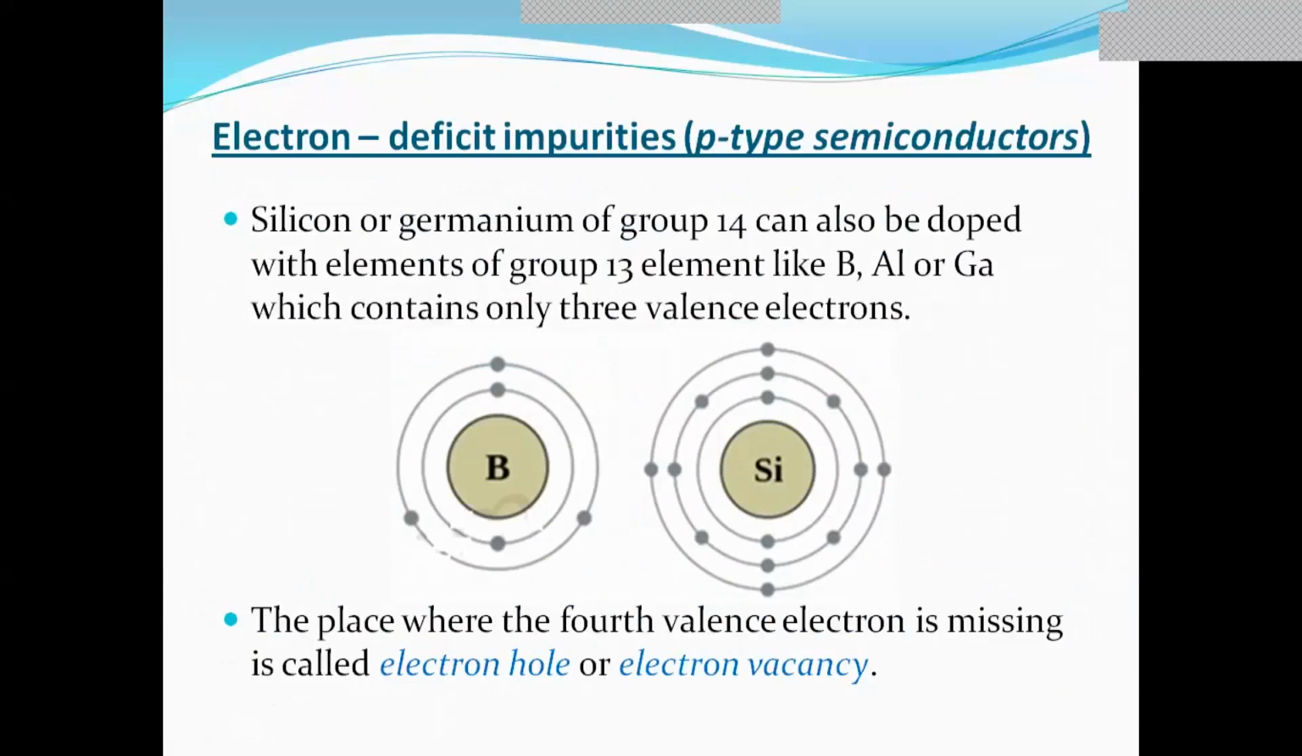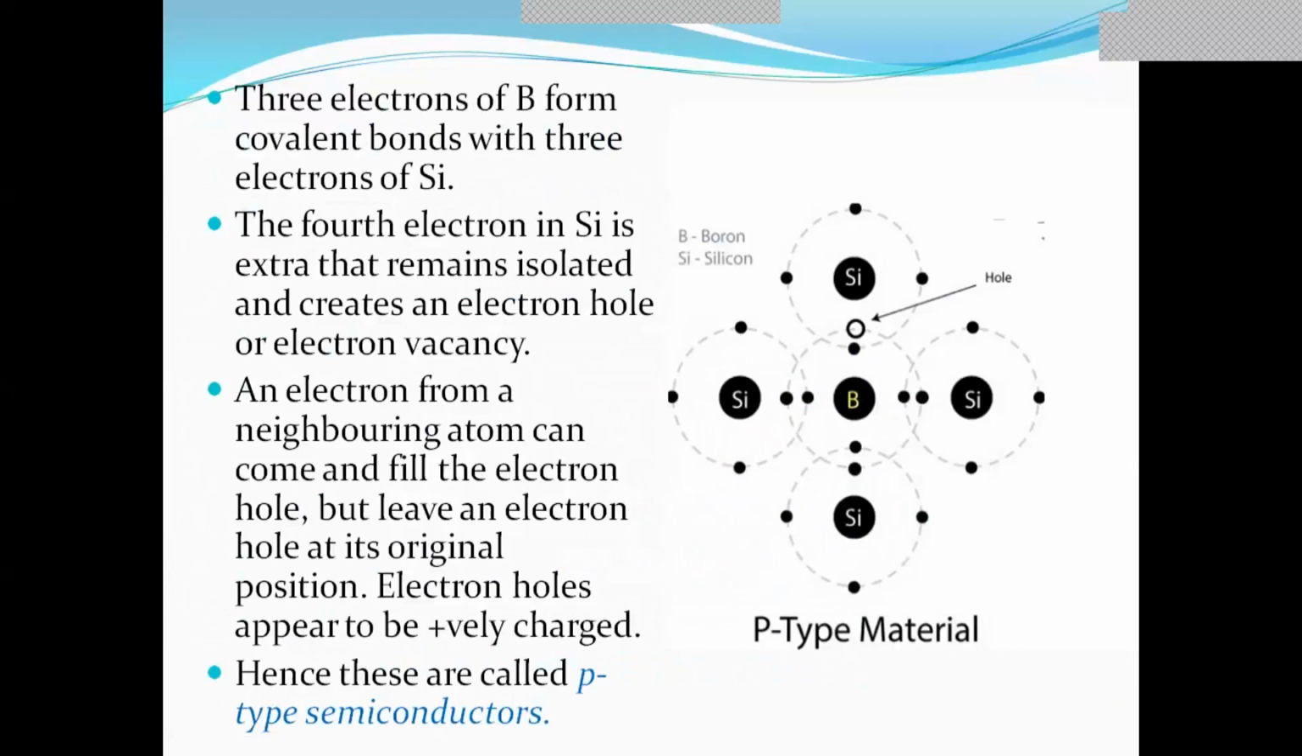Semiconductors which are doped with electron-deficit impurities, that is, if group 14 elements are doped with group 13 elements like boron, aluminum, etc., result in the formation of an electron hole or electron vacancy. Therefore, it is called a p-type semiconductor.